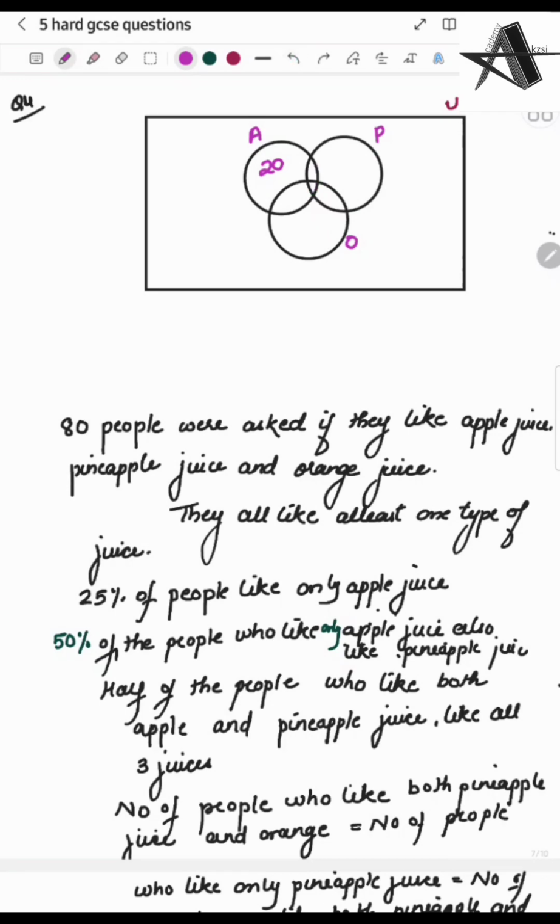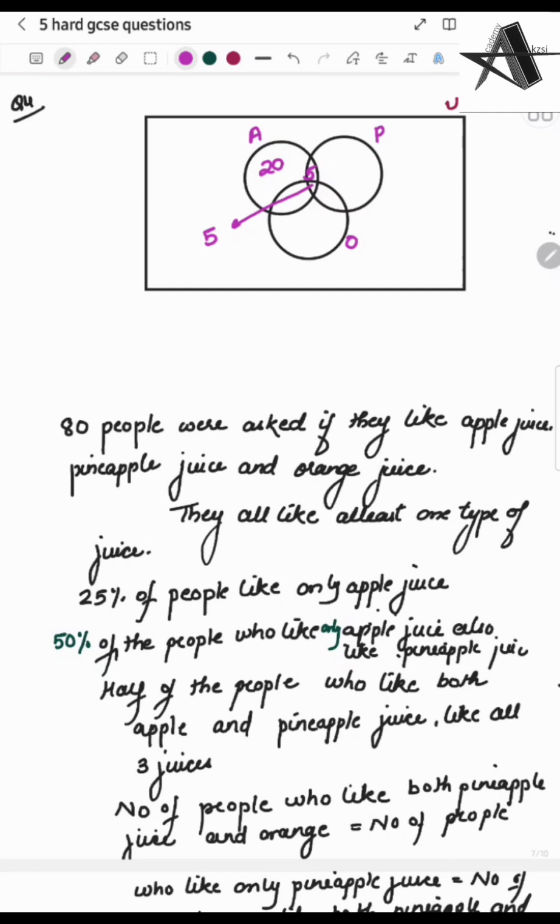So 10 is the total one, but I don't know which one to fill with which value. For that, the next sentence is given: half of the people who like both apple and pineapple juice like all three juices. So how many people like both apple and pineapple juice? 10. And half of it is 5. So 5 people like all three juices. That means here in the intersection I'll fill 5. In this intersection we need to fill 5. That means if this whole is 10 and this value only is 5, so here also I need to fill 5.